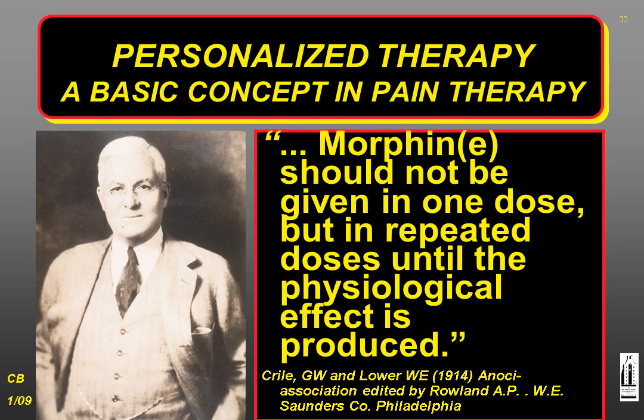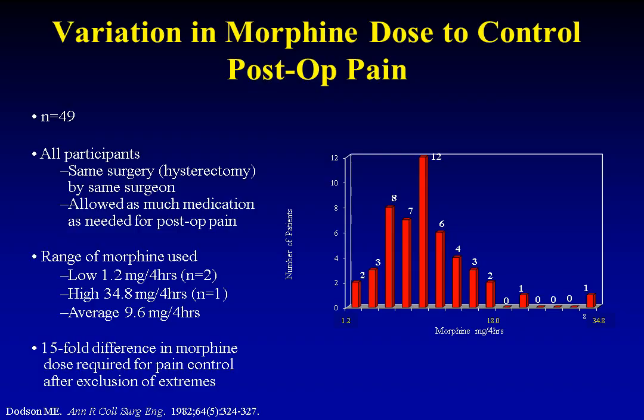I have already mentioned George Washington Crile, and in 1914 he wrote that morphine should not be given in one dose, but in repeated doses until the physiological effect is obtained. Now this is what we now call titration of medications. In order to give the right amount to the patients, we have to give small dosages until the effect of the medication is obtained. This concept was proven by clinical research about 70 years later.